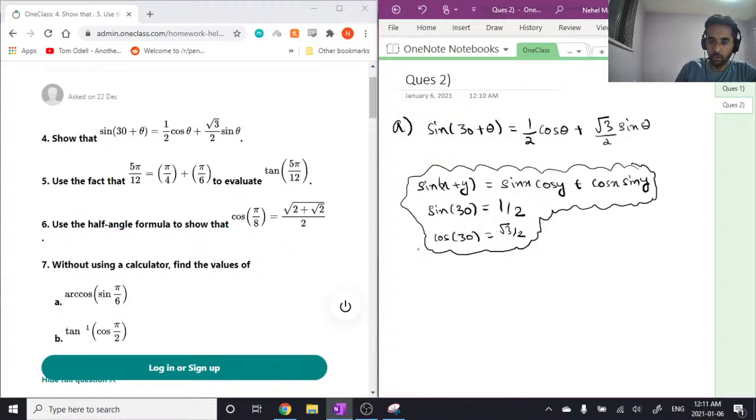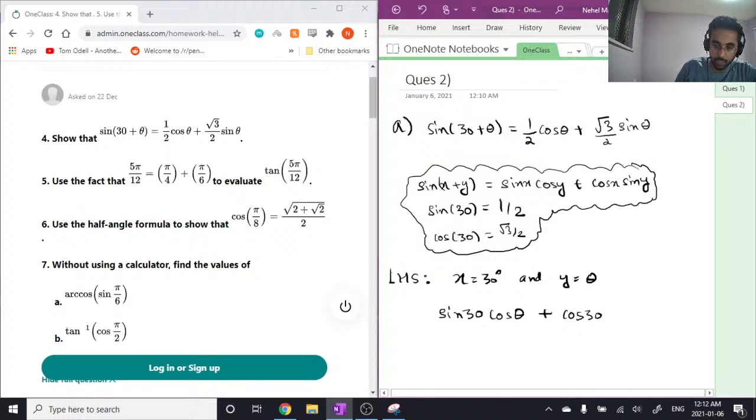So right at the back, we know that the left hand side, we can use the first identity which we have noted down. Here x is equal to 30 degrees and y is equal to theta. So based on that, we can say that sine 30 plus theta is nothing but sine 30 cos theta plus cos 30 sine theta. And now, given the knowledge of the values of these two terms, we can say sine 30 is nothing but 1 over 2.